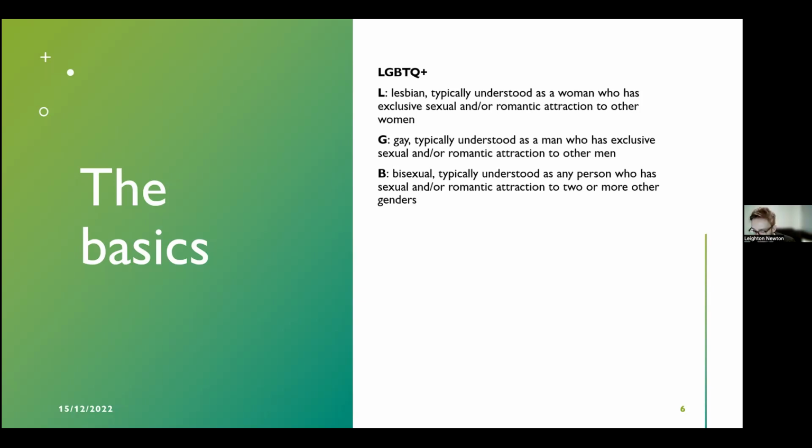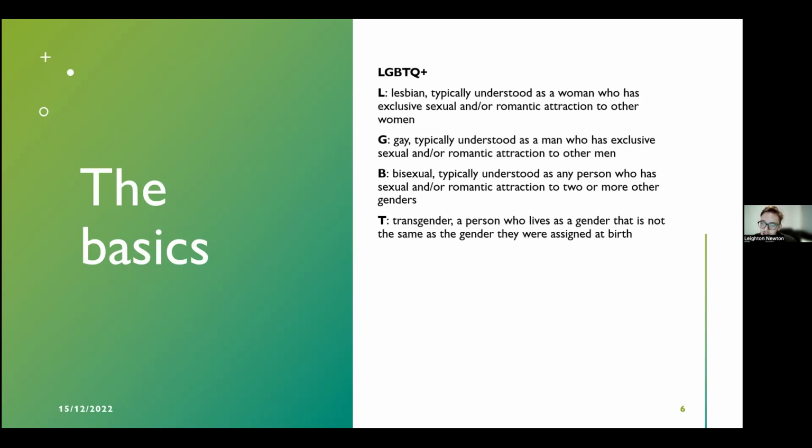B, bisexual, typically understood as a person who has sexual and or romantic attraction to two or more genders. In the past, it was understood that bisexual people are attracted to men and women, and now there's a growing appreciation that men and women are not the finite, discrete categories of gender that we thought they were. And bi, in this context, doesn't necessarily mean two, so it can be two or more.